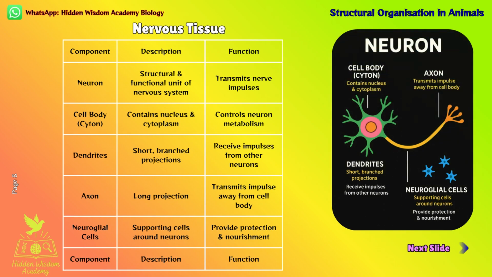Nervous tissue controls communication and coordination in the body. The main cells, called neurons, send messages quickly. Dendrites receive signals, the cell body processes them, and the axon sends the signal onward. Neuroglial cells support and protect the neurons. This system allows the brain, spinal cord, and nerves to control everything, from heartbeat to thinking. In exams, questions often focus on neuron parts, like dendrites, axon, and myelin sheath.